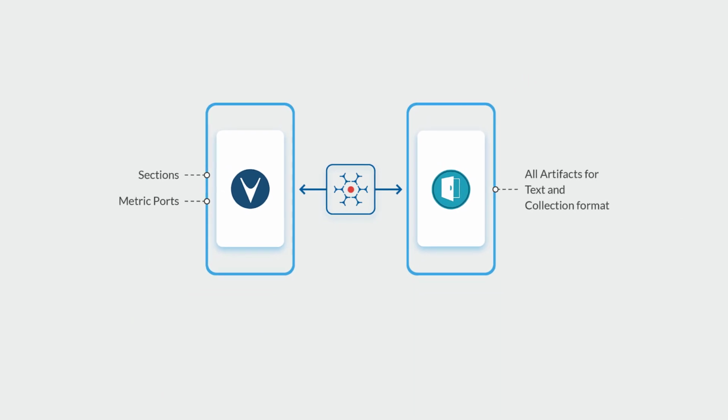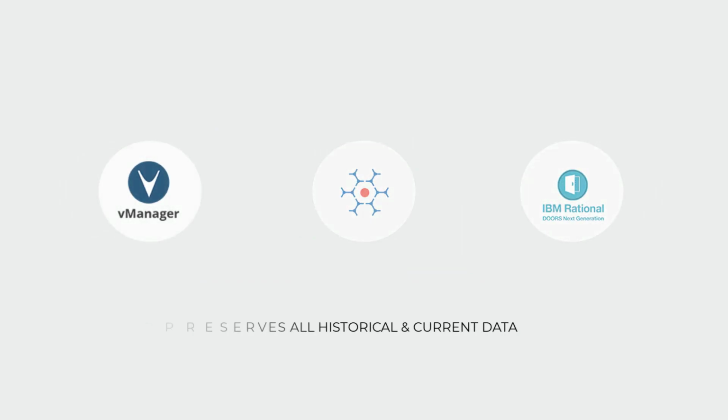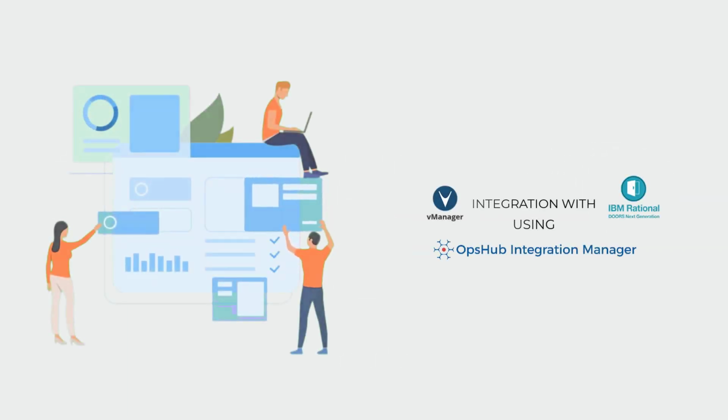Integrating Cadence vManager with DOORS Next Generation using OpsHub Integration Manager (OIM) breaks information silos between teams and helps gain transparency, cross-system traceability, improved communication between teams, and data-driven risk evaluation and validation. OIM integrates Cadence vManager and DOORS NG bidirectionally and preserves all historical and current data for each user in their preferred system in real time. Let's take a look at the demo.